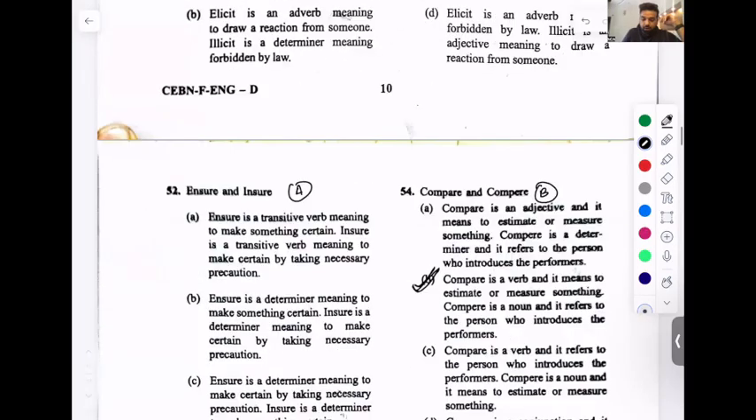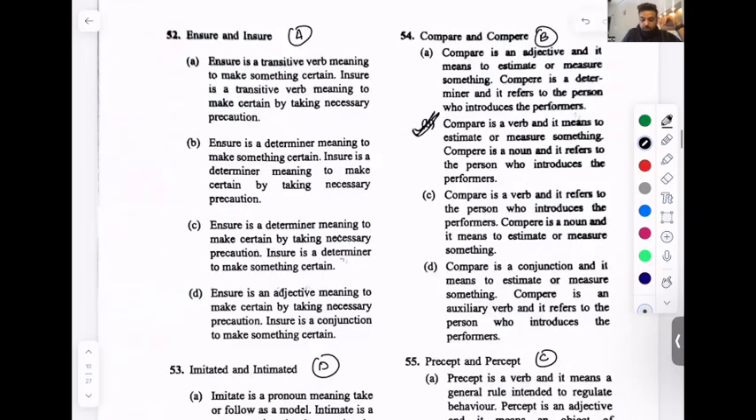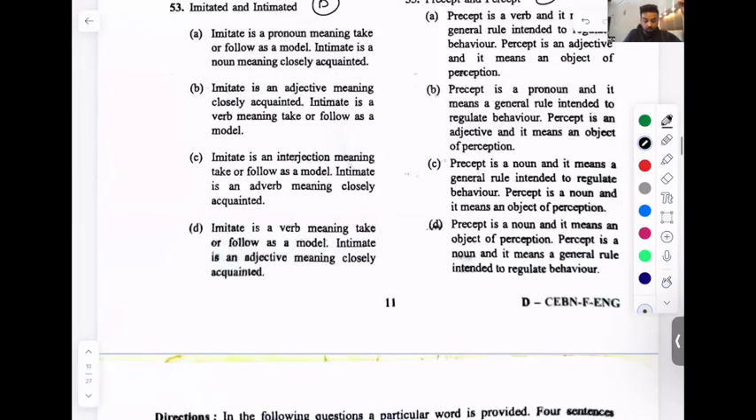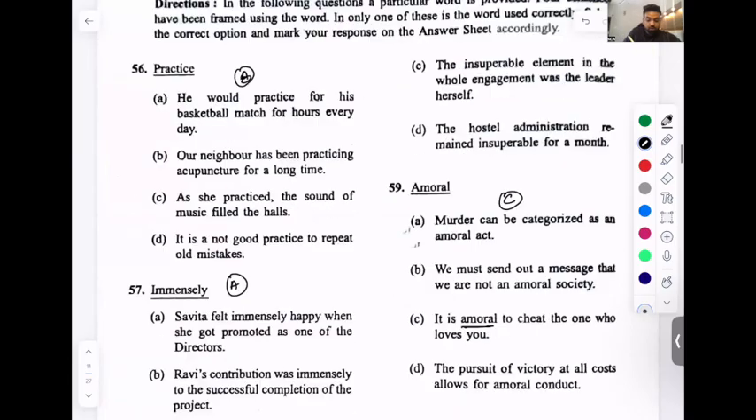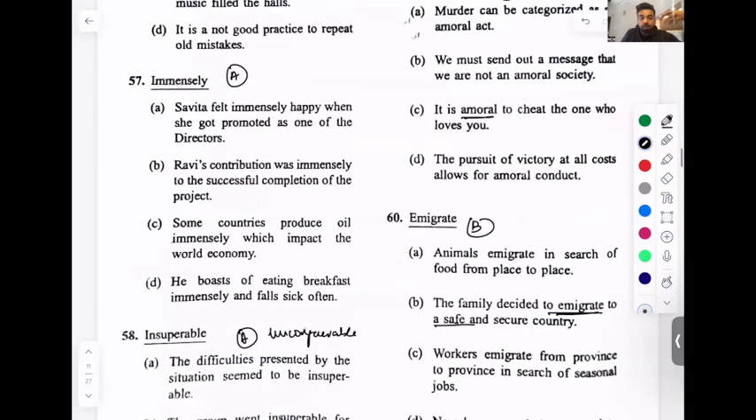Ensure, alpha. 53rd, imitated and intimated, delta. 54th, bravo. 55th, Charlie. And again, I'm saying it's all simple. Practice is also where I had done this. Practice versus practise. This is very recent, I think in one month, we've been putting it. Immensely, alpha. 58. Now, what is the difference in this question?